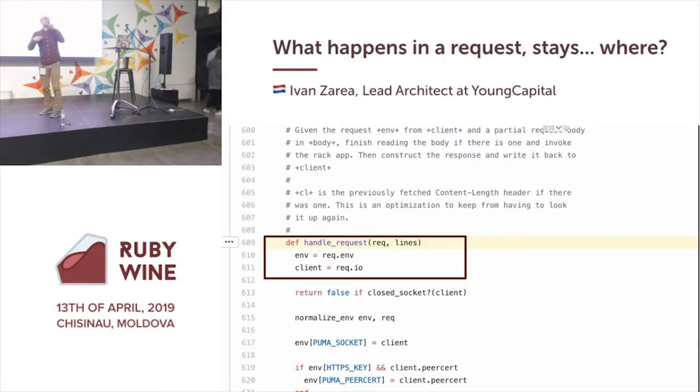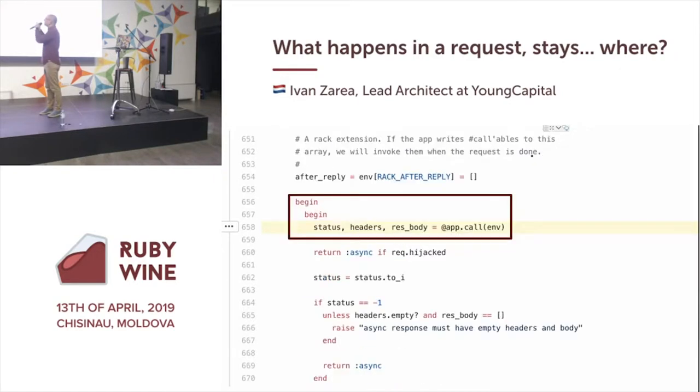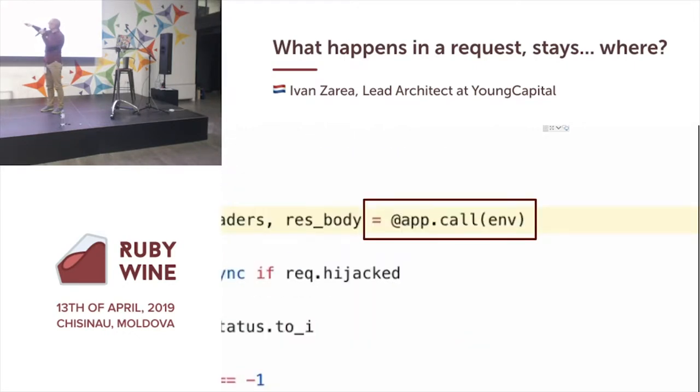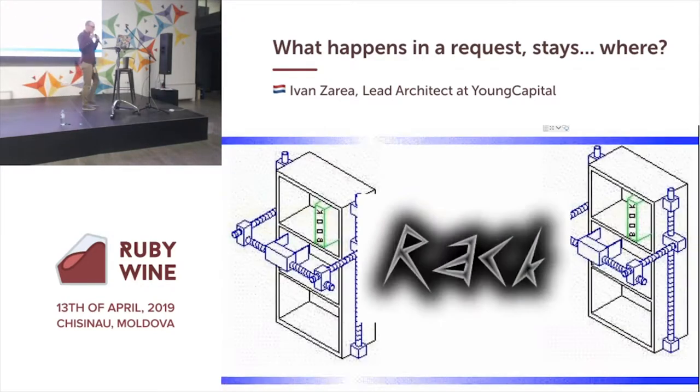Now, the thing that happens here is Puma does a bunch of things, sets up a bunch of environment variables, and then does the most beautiful thing ever, which is this. So after setting up a bunch of environment variables, Puma does this thing. And this is calling our application code. This is the first place where Puma enters our application code, or where Rails actually executes our application code with the environment that contains the request. And this brings us to the next phase, which is Rack.